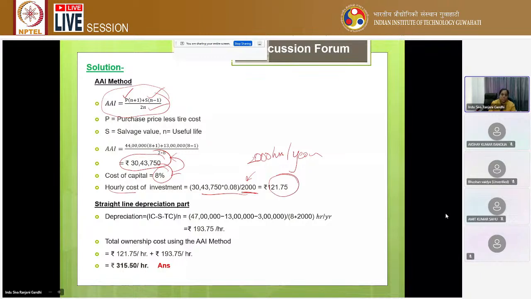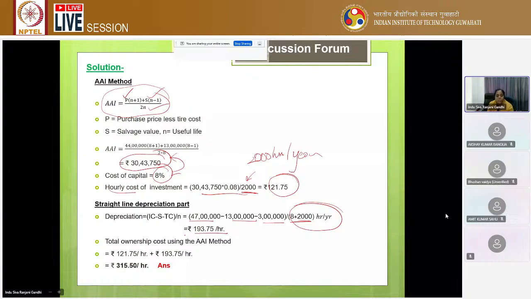Okay. Now let us calculate the depreciation part using the straight line method. So it is nothing but the initial cost minus salvage value minus tire cost divided by the total hours of usage of the machine. Okay. For the entire 8 years, how many hours are you using the machine? If you calculate that, you can get the hourly cost of depreciation.